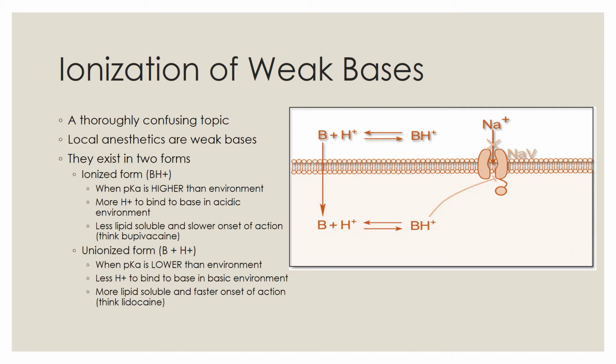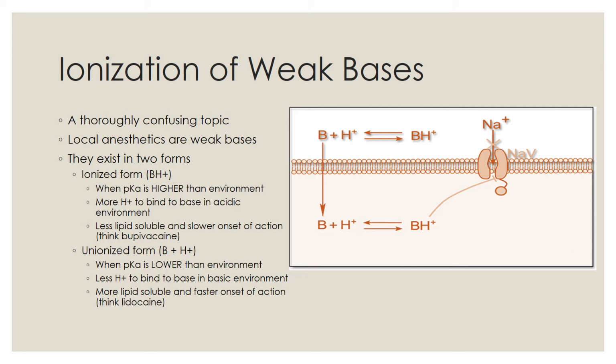So the drug is in the ionized form, which doesn't pass freely back and forth over lipid membranes, when the pKa is higher than the environment. What that means is that there's more H+ floating around in the environment. It's a comparatively acidic environment, so there's more H+ to bind to a base, and this essentially makes it less lipid soluble and causes a slower onset of action. So if you think about bupivacaine that has a pKa up in the 9 range and physiologic pH is in the 7 range, that makes sense that more would exist in the ionized form.